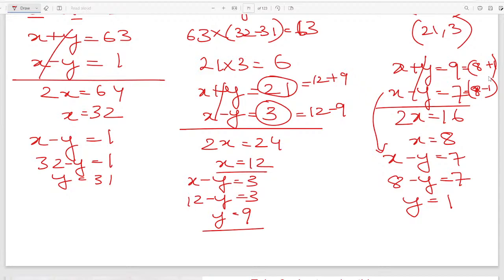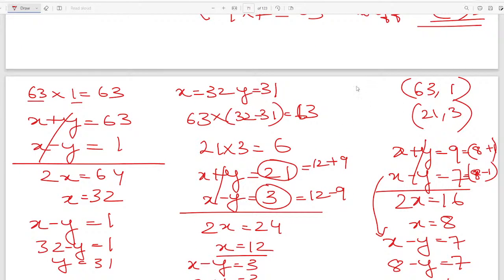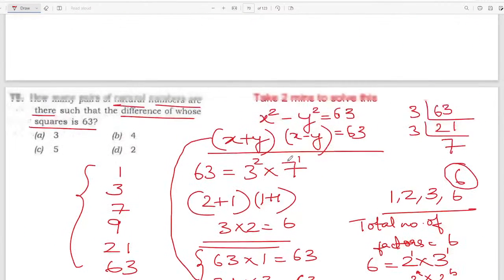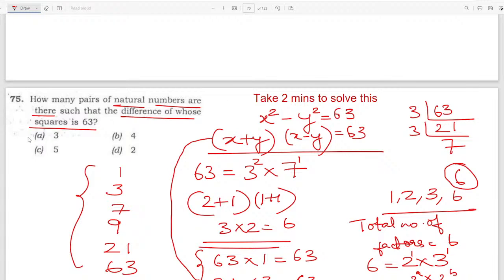So again, this number can be written as product of two natural numbers, 9 and 7. So there are just three factor pairs that satisfy the given condition. The correct answer is option A. There are three pairs. I hope this is clear. If you have any doubt, please ask.